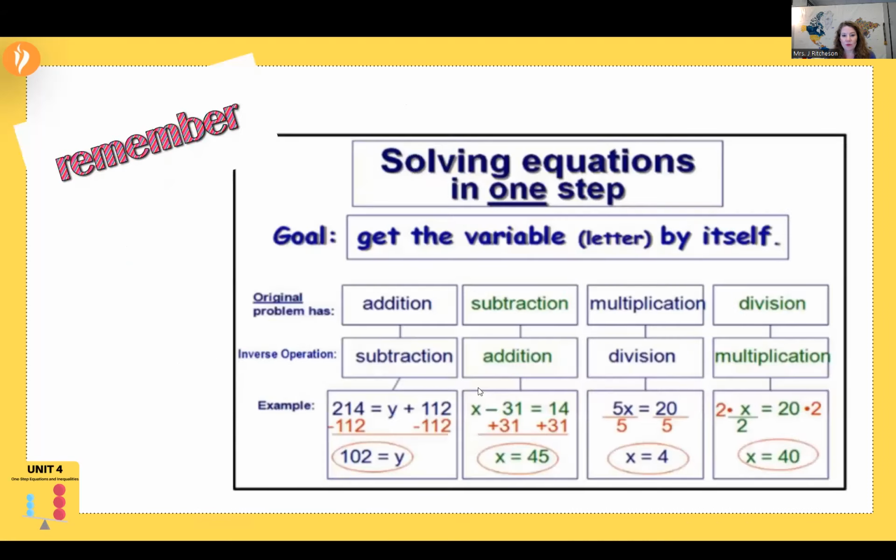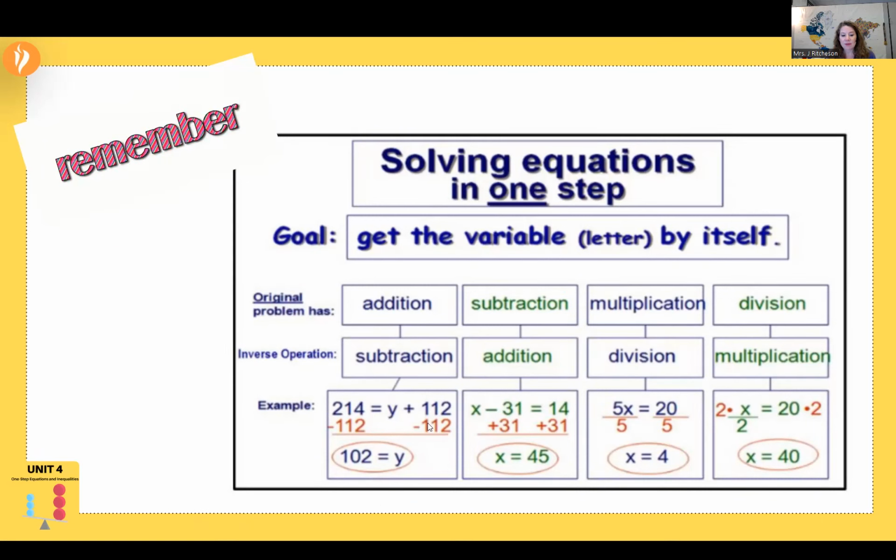All right, so solving equations in one step. Make sure you realize that the inverse operation of addition is subtraction. And here's an example of solving by subtracting. The inverse operation of subtraction is addition. And here's an equation that's being solved by addition.